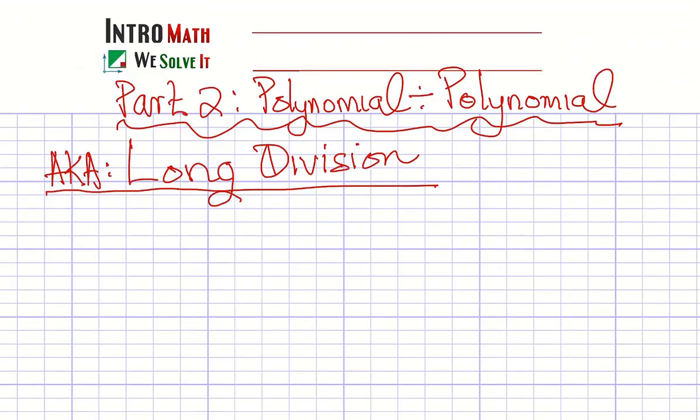All right. We're going to continue with part 2. Basically, part 2 is dividing a polynomial by a polynomial, and it's also known as long division, okay? I will give you 3 examples, and then after that, we'll go and do a bunch of problems, okay?